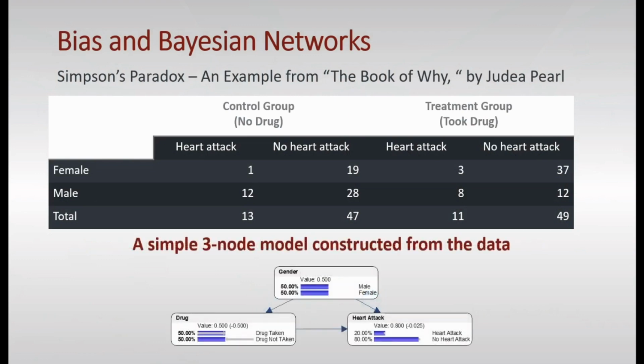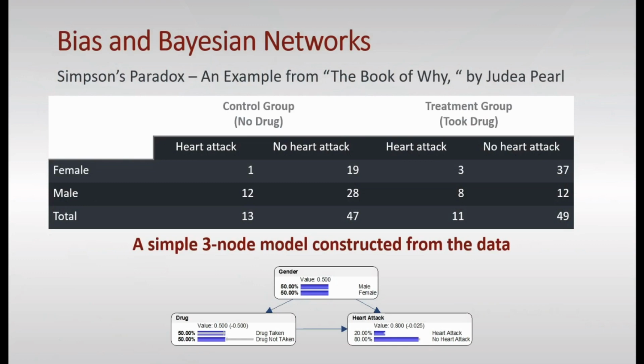Based upon the data presented here, you can construct this very simple three-node model. You have gender, 50-50 males and females. You have a drug that's either taken or not taken. And then you have the outcome of a heart attack. Based upon the data, 80% of the time you don't have heart attacks, 20% of the time you do. So this is your simple three-node model.